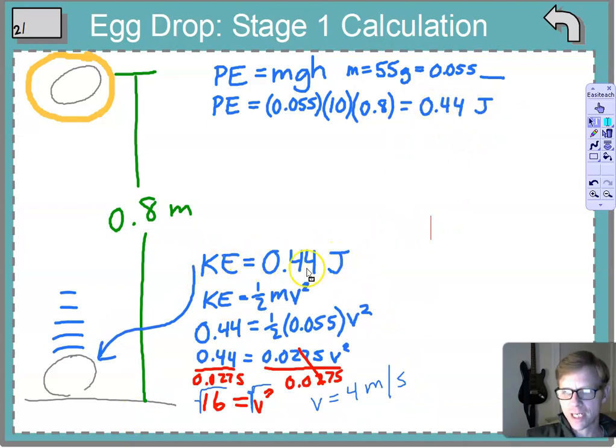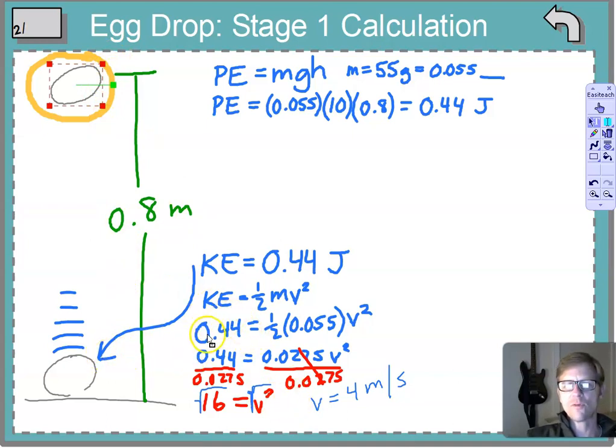Now I know the kinetic energy here is 0.44 joules. But Turgeon, I thought you said the kinetic energy here was 0.44 joules. Actually, no. There is no kinetic energy here. It's just kinetic energy becomes potential energy becomes kinetic energy.